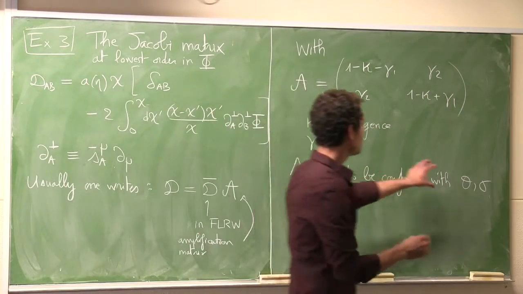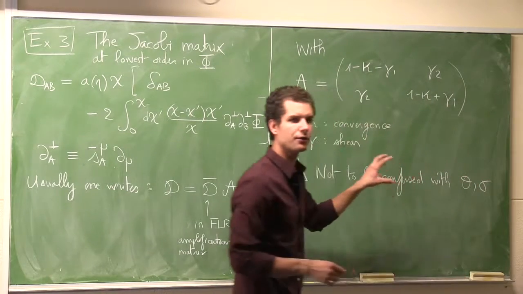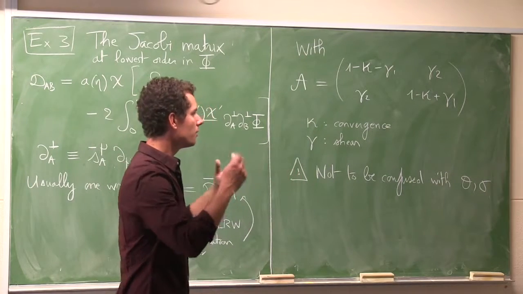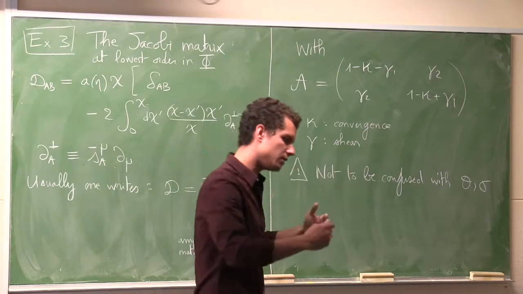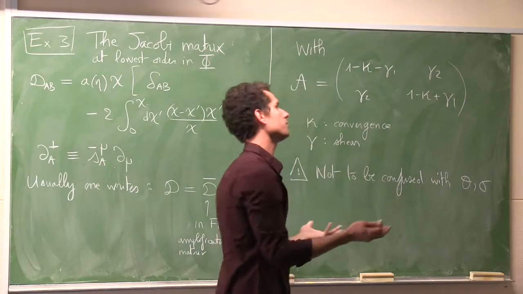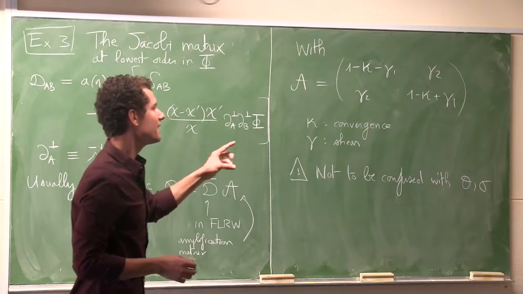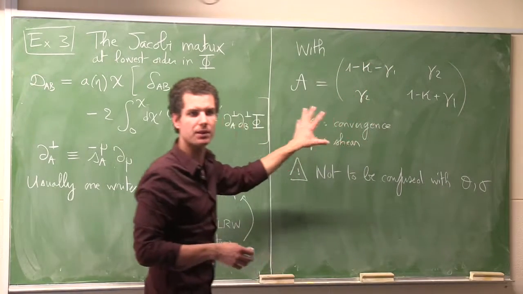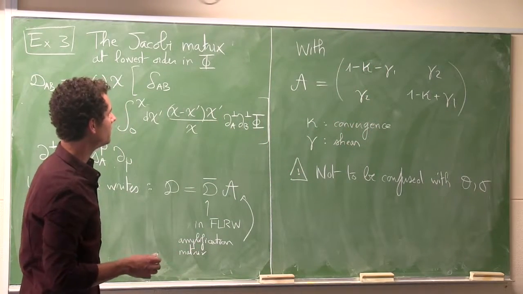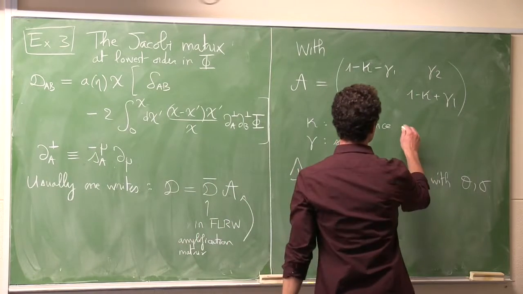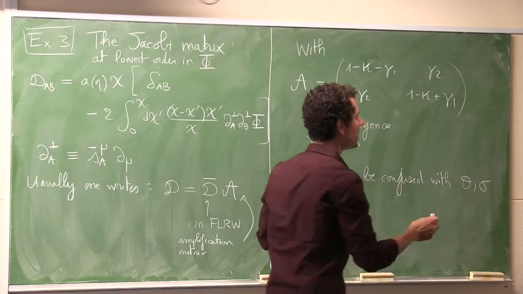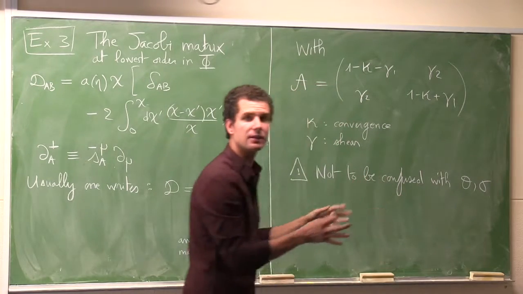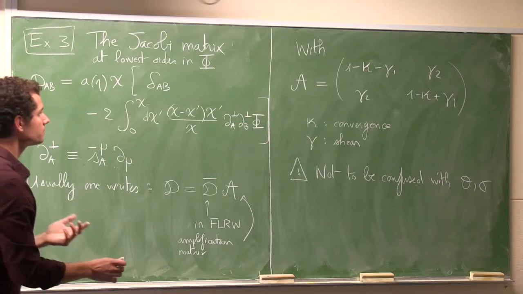Remember that those quantities represent rates of deformations of the light beams. They are kind of logarithmic derivatives of those quantities, if you want. So the convergence tells you the net focusing of light beams, and the shear is the net distortion of images.